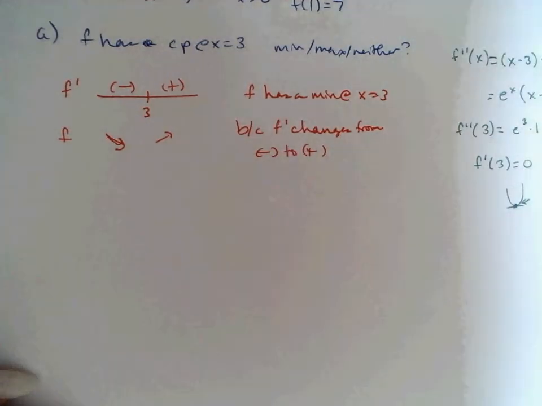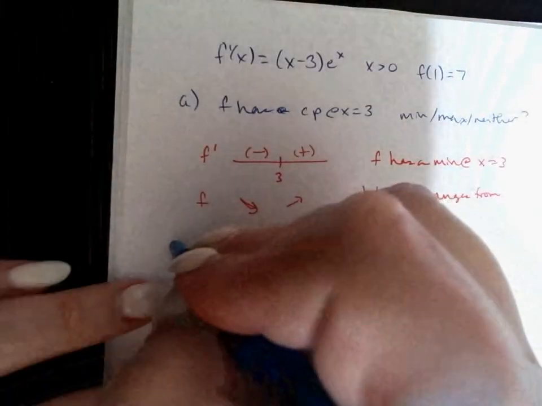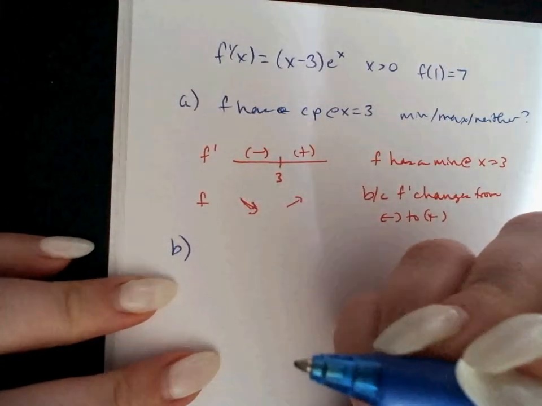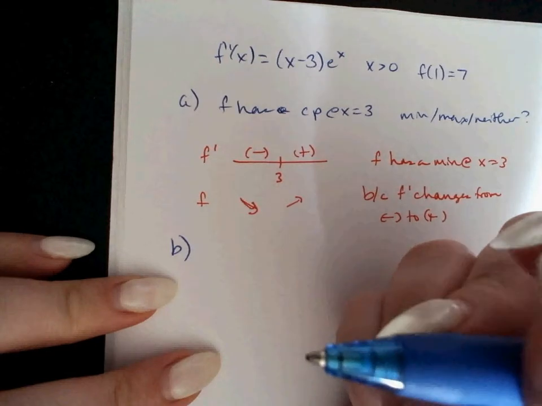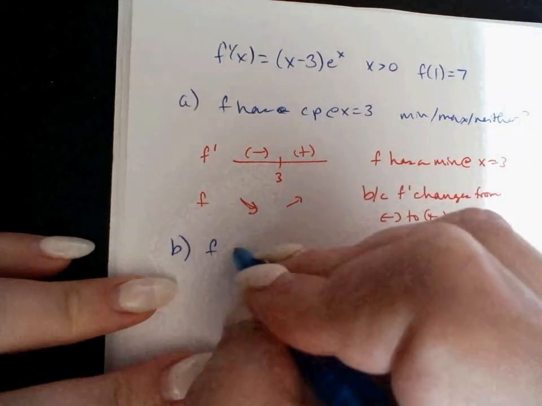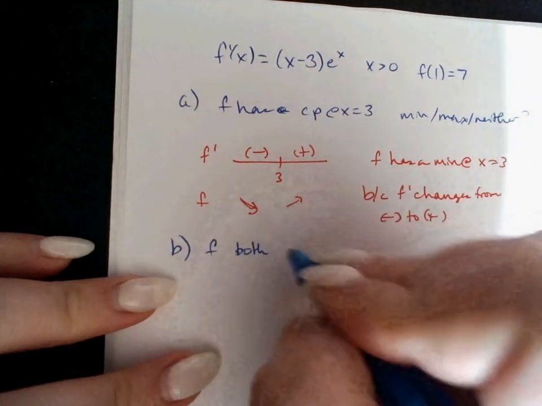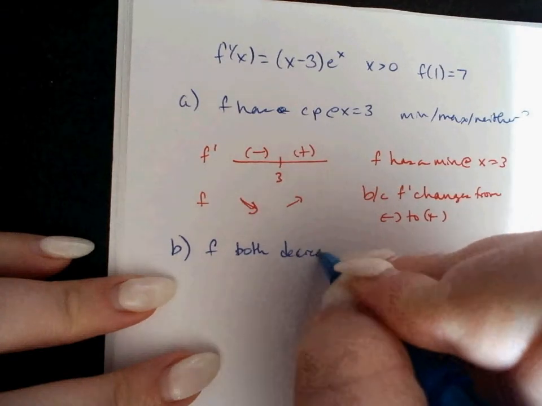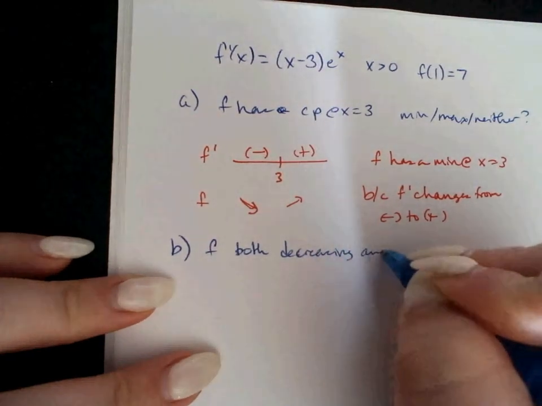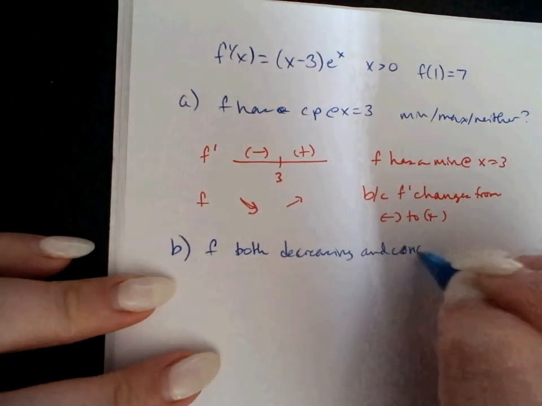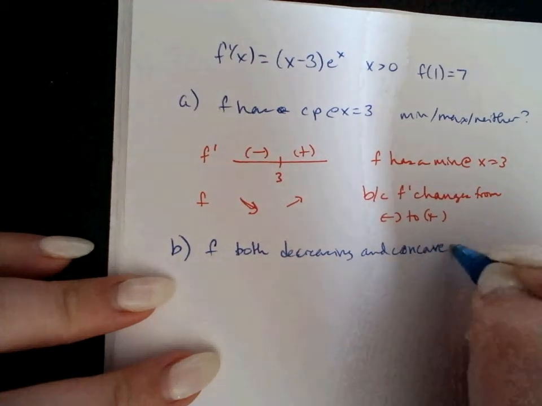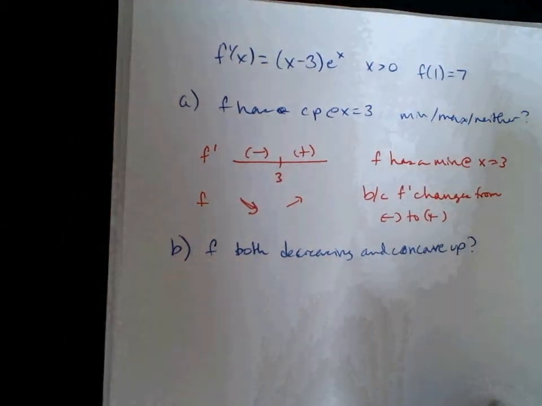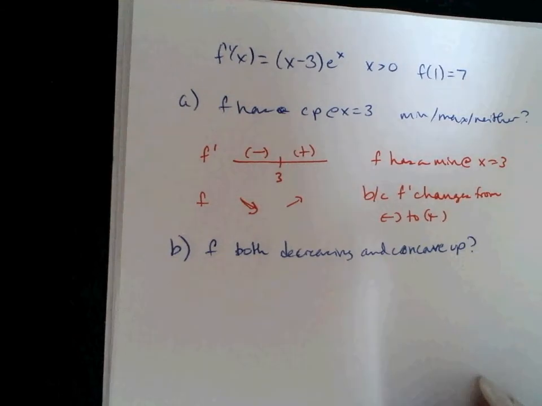Part B asks, on what interval, if any, is the graph of f both decreasing and concave up? That's on what interval, if any. So explain your reasoning. Okay.